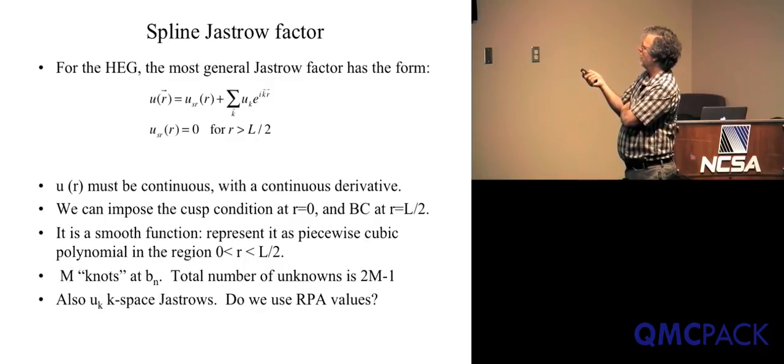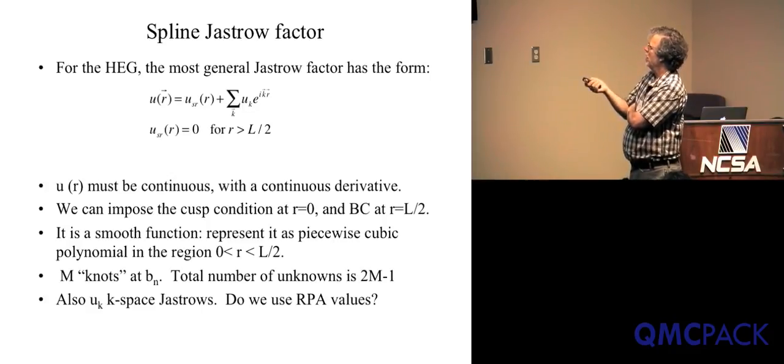We can make sure that this short-range part goes to 0 at the edge of the box. We need to do this to satisfy the variational theorem. U(r) must be continuous with a continuous derivative, so we want this U_SR function to be continuous, and we want to impose the cusp condition, the exact value at r equals 0, and make it a smooth function.